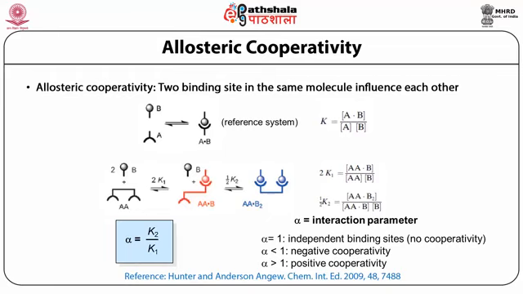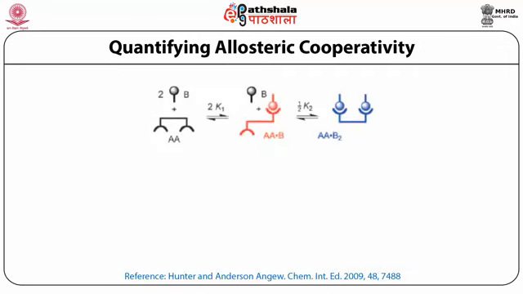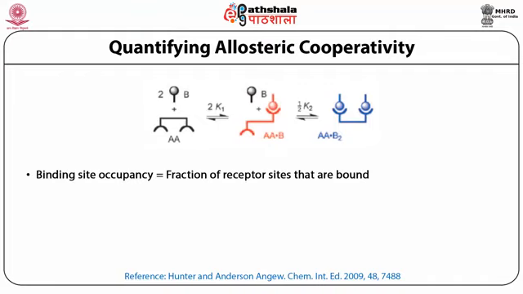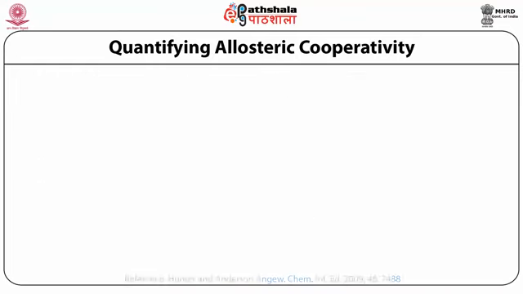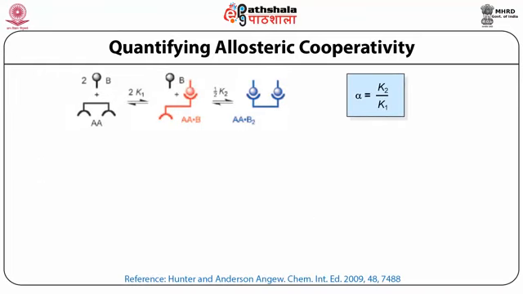If alpha is more than 1, that is the case we are looking at more closely, and that is positive cooperativity. Next is how we quantify this allosteric cooperativity. So we also introduce a term called binding site occupancy, which equals the fraction of receptor sites that are actually bound. That is given by theta A, the fraction of receptor site of A that is bound, and that is given by the total concentration of receptor sites that are bound divided by the total concentration of receptor sites available in the beginning. So now let's look at the consequence of this allosteric cooperativity.